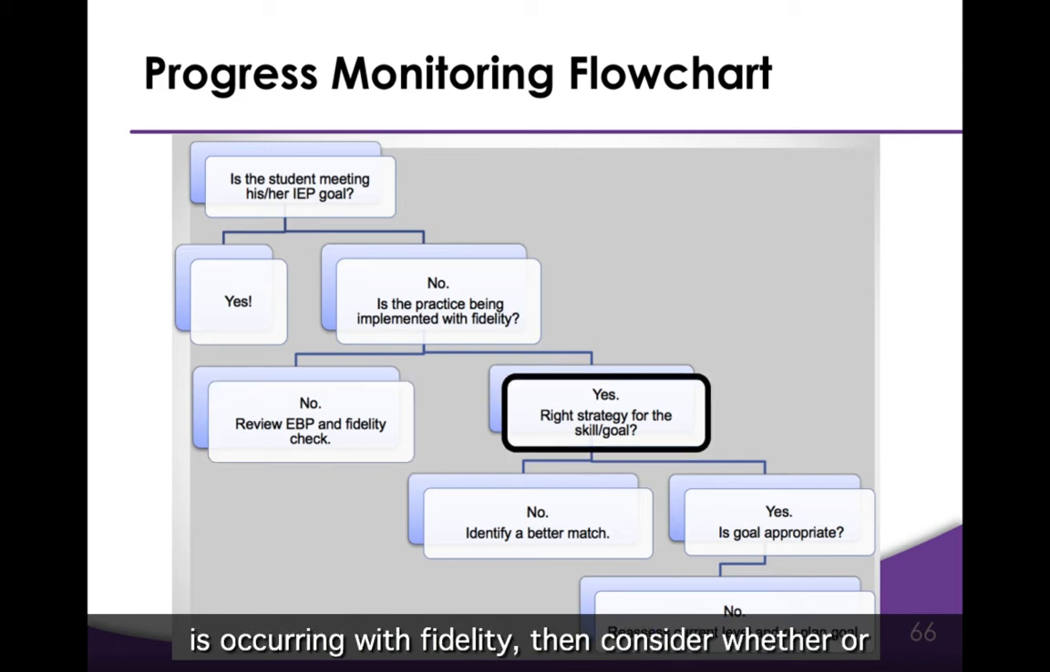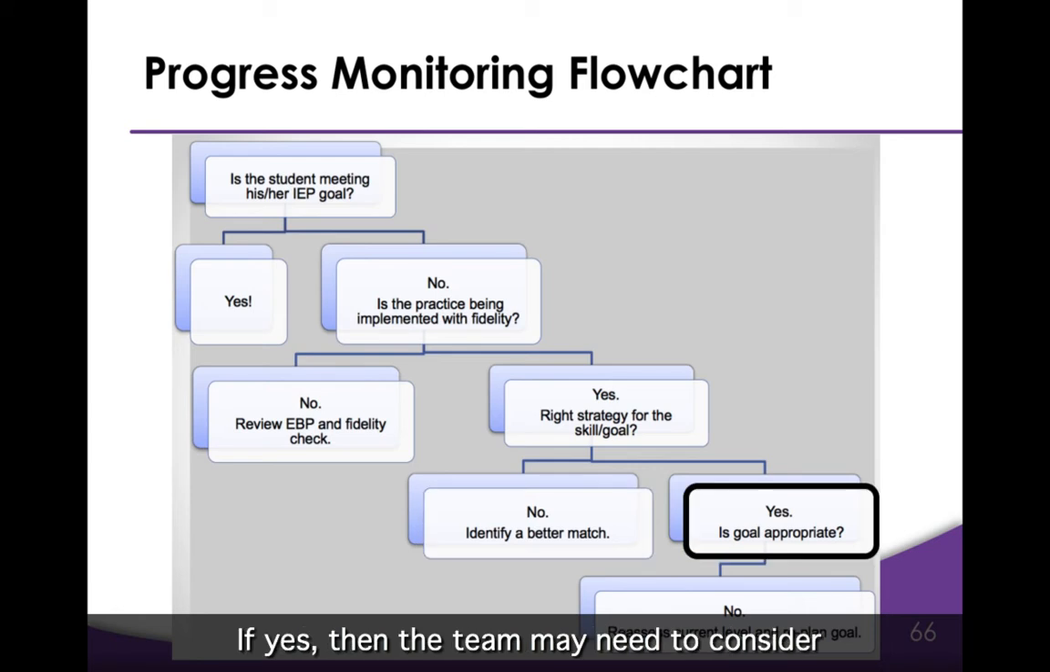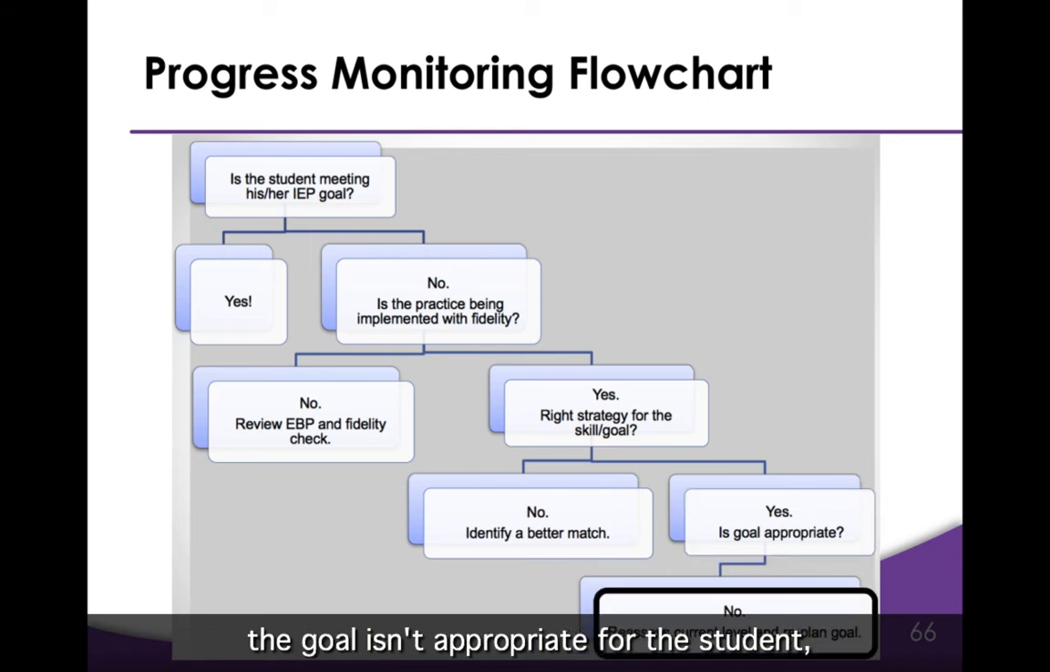If not, then the evidence-based practice should be reviewed and changes made to ensure that it is occurring with fidelity. If the instruction is occurring with fidelity, then consider whether or not the strategy or instruction is appropriate for the targeted skill. If not, then a different evidence-based practice should be identified. What Works Clearinghouse could be used, as in our earlier example. If yes, then the team may need to consider if the goal is appropriate, and if the team determines the goal isn't appropriate for the student, then an amendment would need to be made to adjust or change the goal.